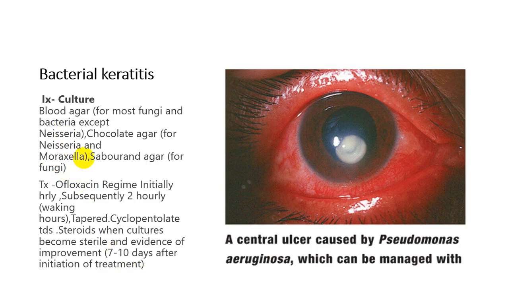What investigation will you do? Investigation is culture: blood agar for most fungi and bacteria except Neisseria, chocolate agar for Neisseria and Moraxella, and separate agar for fungi. Treatment: ofloxacin regimen, initially hourly, subsequently 2 hourly in working hours, and after that you can taper. Then cycloplegic you can use, and steroid when the culture becomes sterile and there is evidence of improvement, 7 to 10 days after the initiation of treatment.